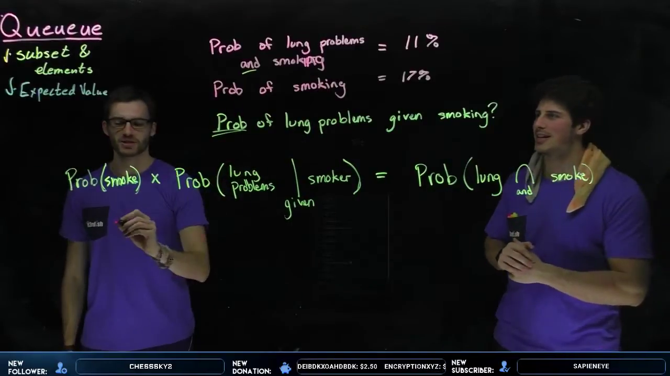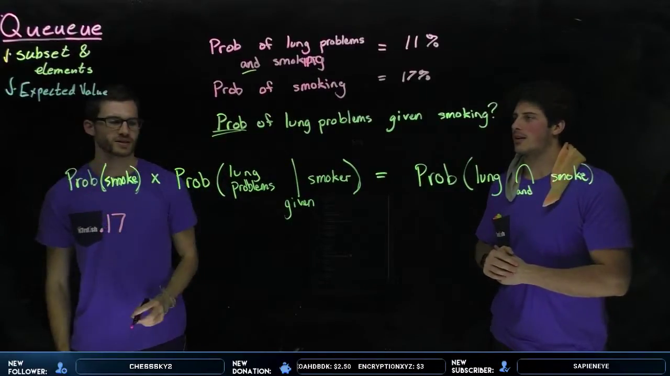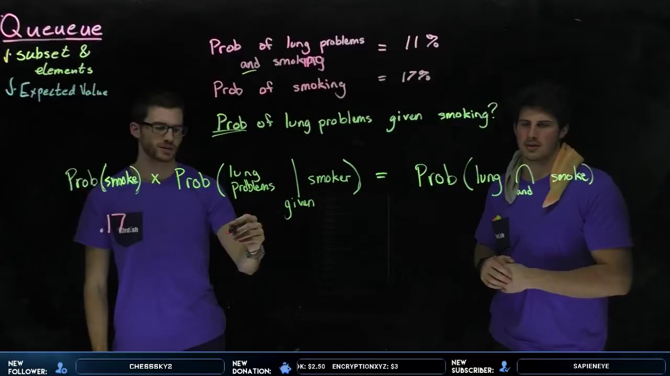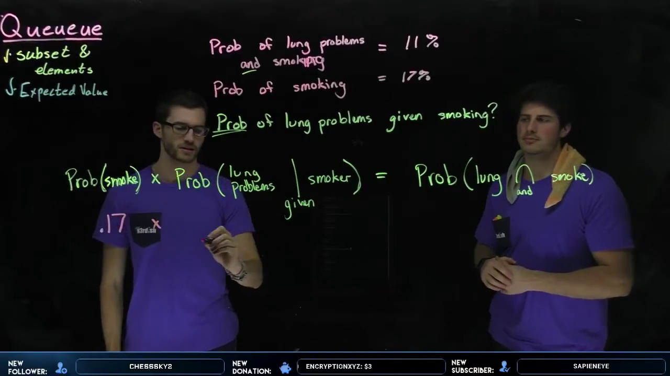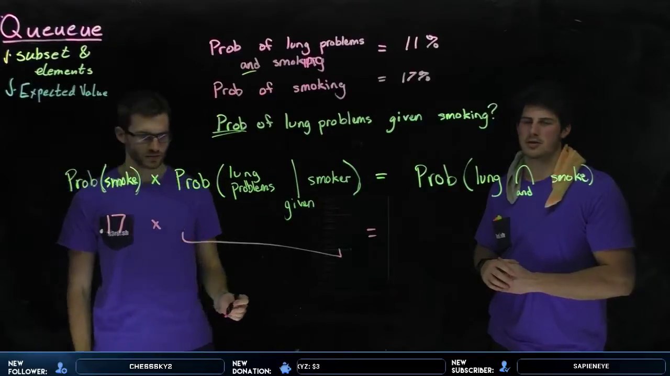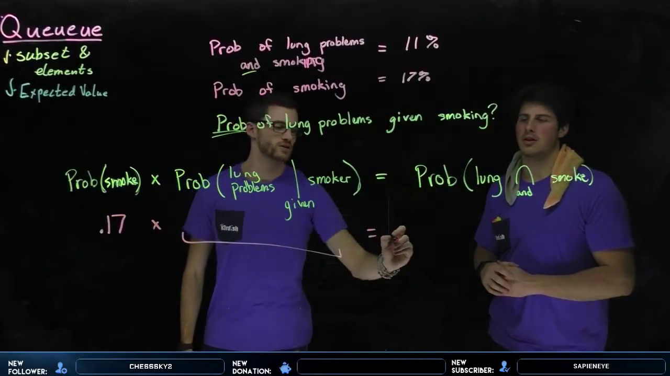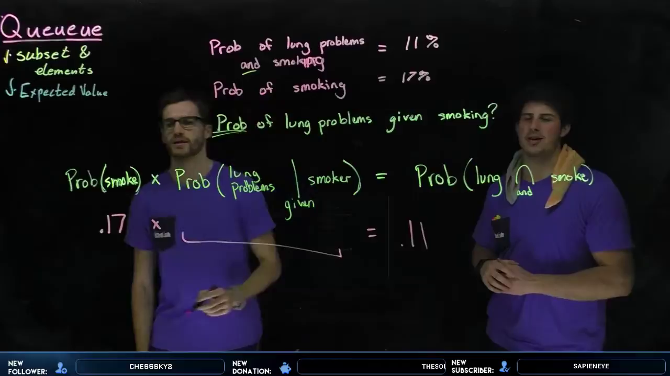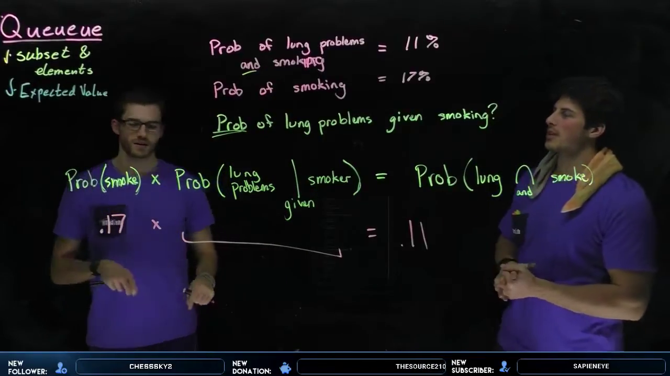Probability of smoking is 17%, so we're going to do 0.17. Then we're going to just have this one, so I'll leave it there, times this thing. And then we have that equal to the probability of that, which is 11.